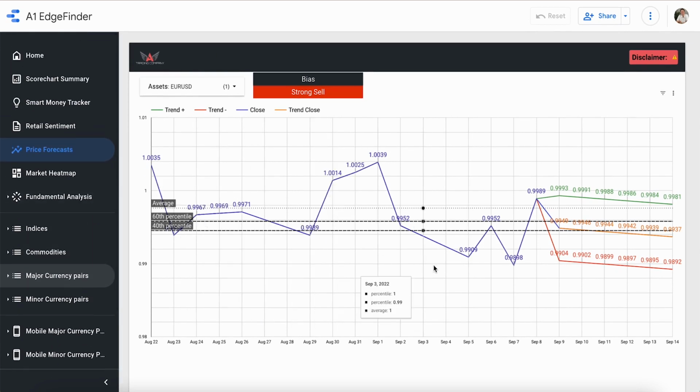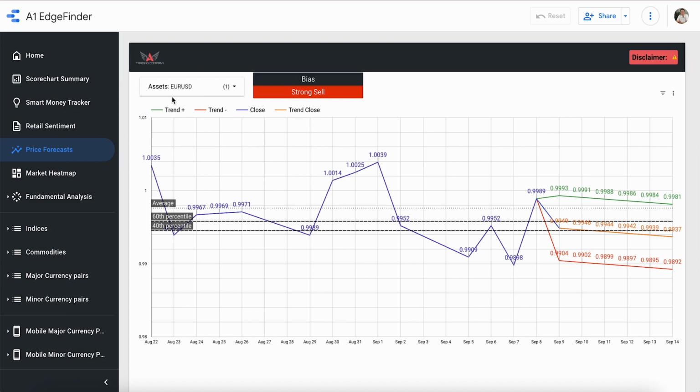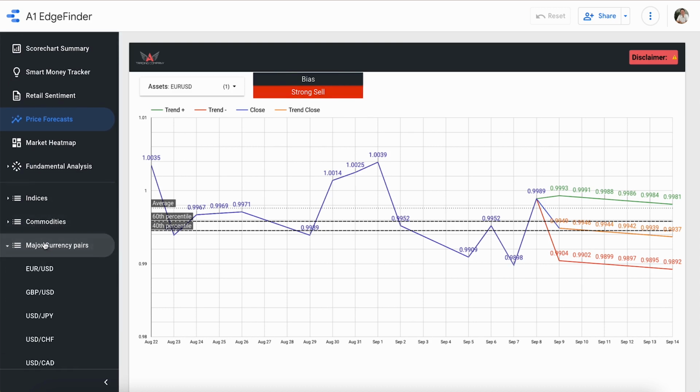But here in the price forecast page, if you are really curious to see an estimated prediction of where price could potentially go if it continues to move higher, if it continues to trend the same way, or if it trends more to the downside, this is what price forecast is for. So we can pick any of our currency pairs that we have featured here in the EdgeFinder. It starts us off on Euro USD, and we can see already it gives us a strong sell bias.